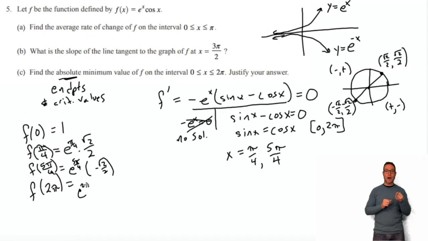So let's plug in 2 pi. E to the 2 pi times cosine of 2 pi. Cosine of 2 pi is 1. So I get a positive number. The only negative number here is the winner. So the absolute minimum value of f is negative radical 2 over 2 times e to the 5 pi over 4. That's my answer, the absolute minimum.